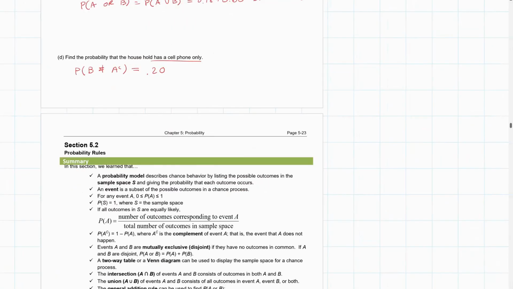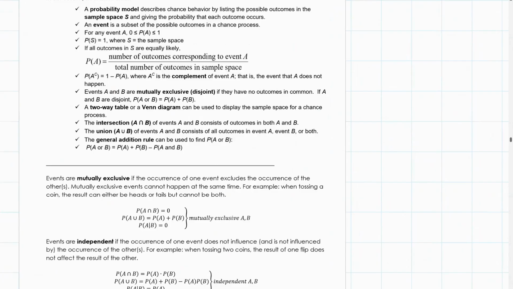And we're at our summary. We covered a lot in this section, a lot of new symbols, a lot of new vocabulary, but we got it all done.